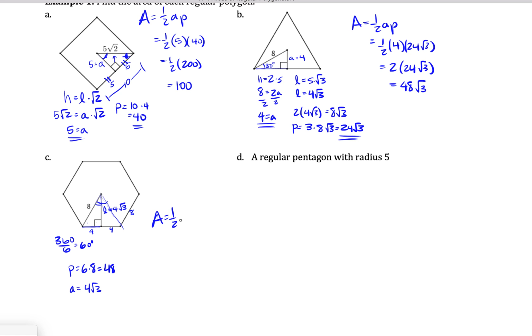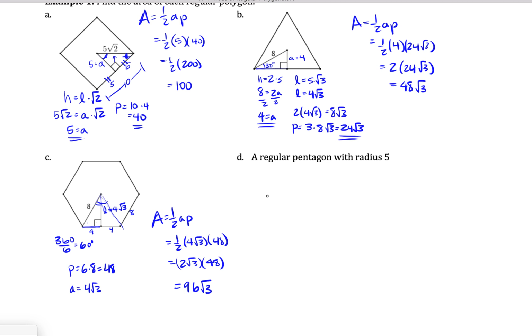So the area will be half of the apothem times the perimeter, which will be half of 4 square root 3 times 48. Half of 4 square root 3 is 2 square root 3. So now we're looking at 2 square root 3 times 48. And 2 square root 3 times 48, we can just multiply the 2 times the 48 and then tack on the square root 3. So that's going to be 96 square root 3.